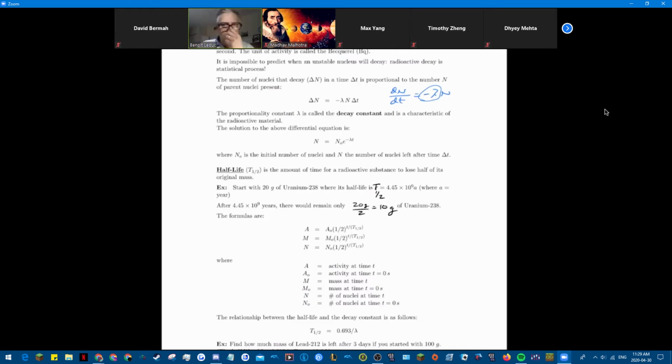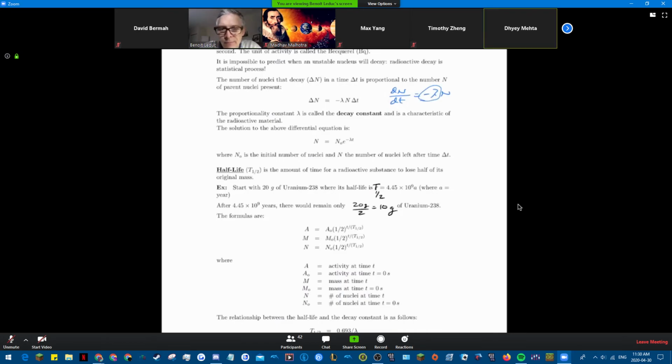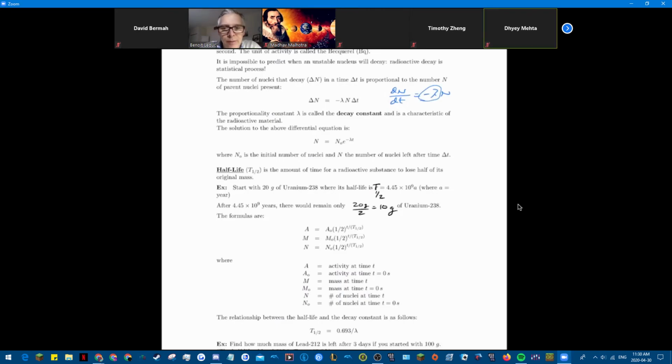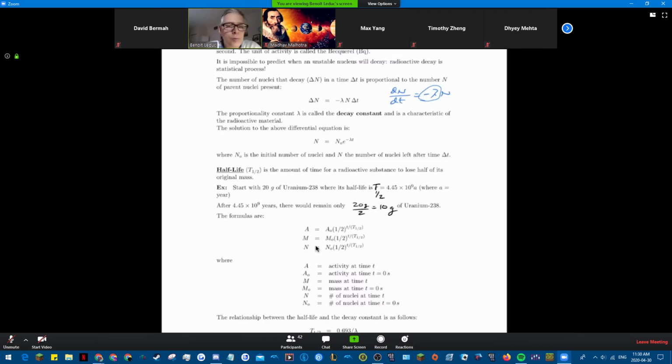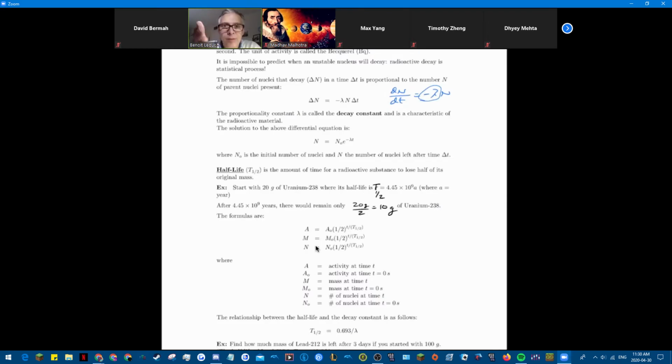All right. Now guys, if I ask you after another half-life, how much material would there be left? 5 grams. After another half-life, how much? 2.5 grams. Yeah, and so on and so on. So it's an exponential decay. That's what it's called, an exponential decay here.